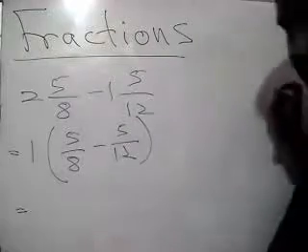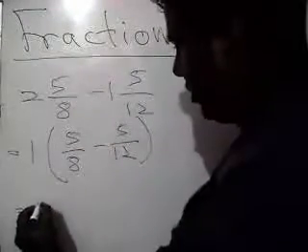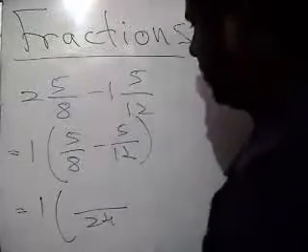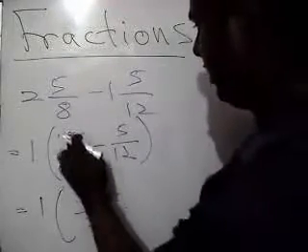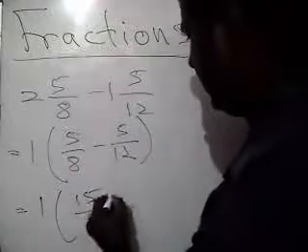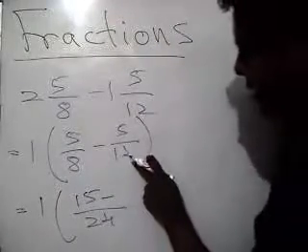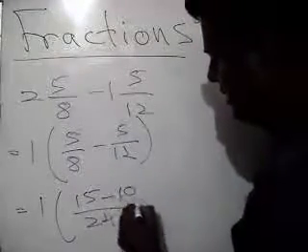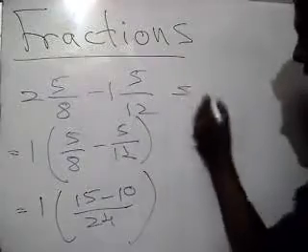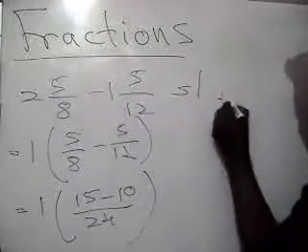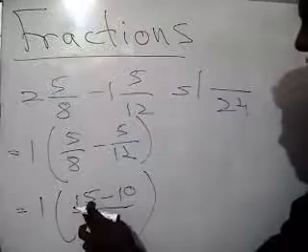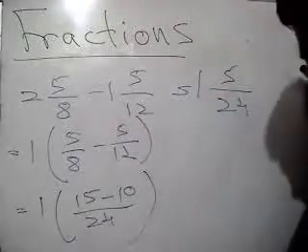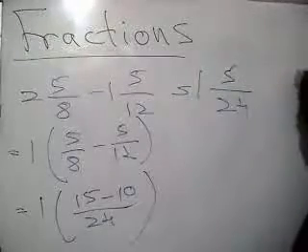So we take 24. The common denominator is 24. So 8 times 3 is 24, 5 times 3 is 15, minus 12 times 2 is 24, so 5 times 2 is 10. So now we have 1 and 24. So 15 minus 10 is 5. So 1 and 5 upon 24.